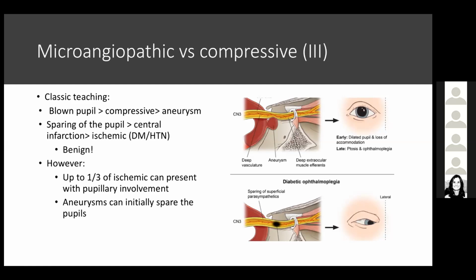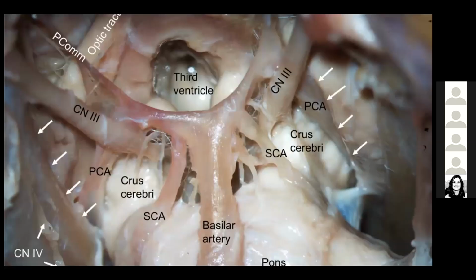However, if there is an aneurysm compressing over the nerve where the parasympathetic fibers are running, it will result in a dilated pupil. However, up to a third of patients with ischemia, which is a relatively benign etiology, can present with pupillary involvement, but at the same time, aneurysms can initially spare the pupils. So as we can see here, we can imagine if there is an aneurysm in this area, how it will push against the cranial nerve, and then we'll have the finding.